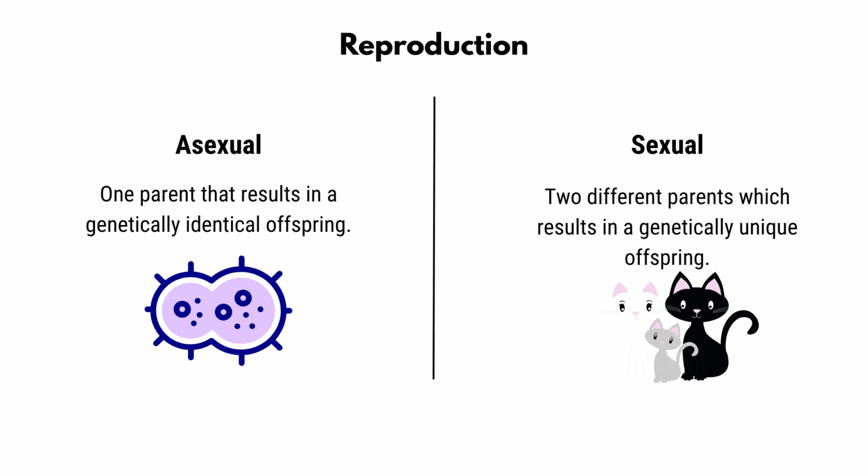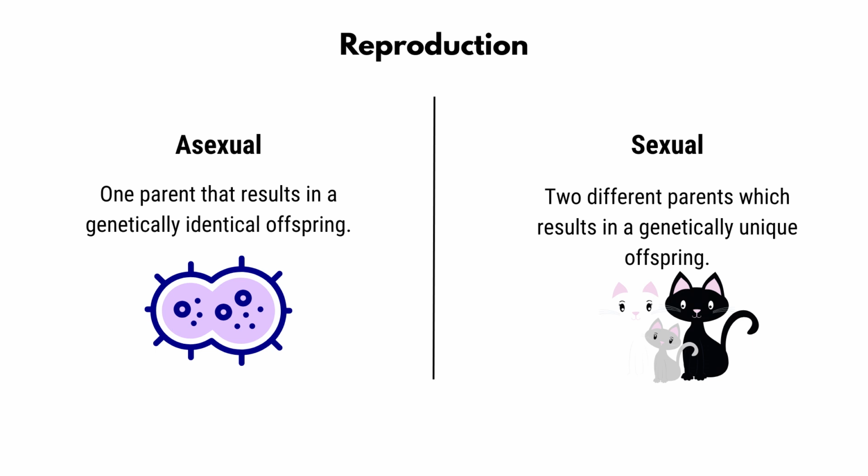And next up, we have reproduction. You probably have also heard about this, but there are two different types of reproduction. Reproduction in general is mainly a living organism creating an offspring. So we have two different reproduction types: asexual and sexual reproduction.